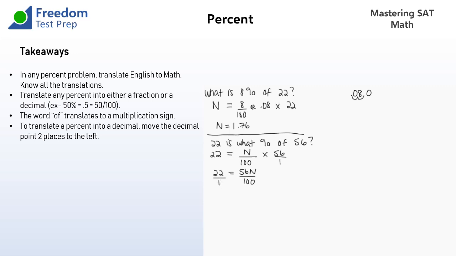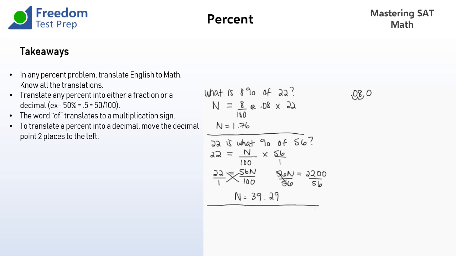Now every time we have a fraction on one side of an equal sign and a fraction on the other side, we cross multiply. 1 times 56n is 56n. 22 times 100 is 2200. And then we divide out the 56, and we get 22 divided by 56, which is a weird number, but we don't care. We're going to round it to the second decimal, so it's going to be 39.29.